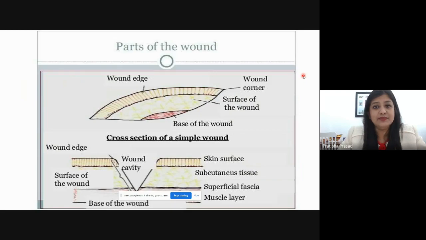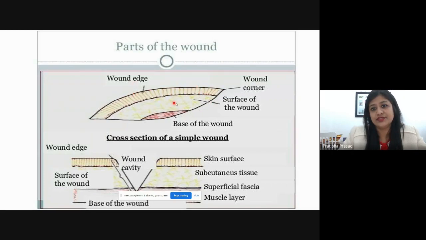These were the types of wounds, and I just want you to understand the parts of the wound, because to understand the healing you need to know all this, okay? So this is a wound cavity, and this is the same thing enlarged. This cone, the apex of the cone, is the base of the wound, and on the top are your wound edges, okay?